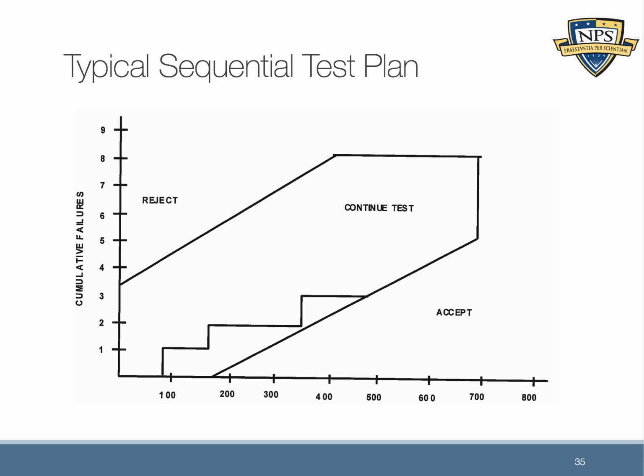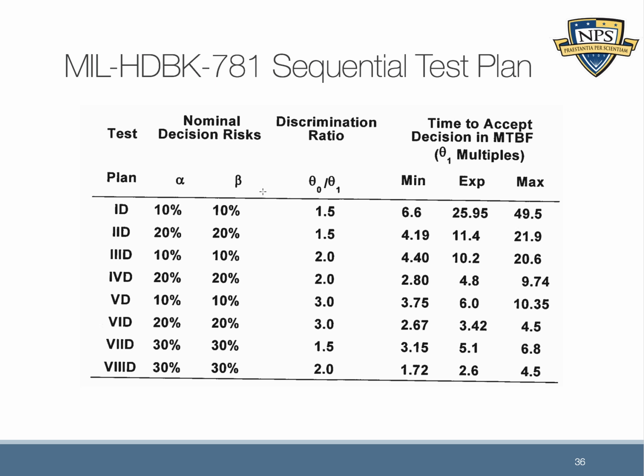Section 5.9.5 in Mil Handbook 781, which is also on Sakai under the Resources Module 2, gives a really nice step-by-step walkthrough of how to develop the sequential test plans and how to develop the limits on this and the values within this table. So that's something that I would highly recommend you guys go and look through.